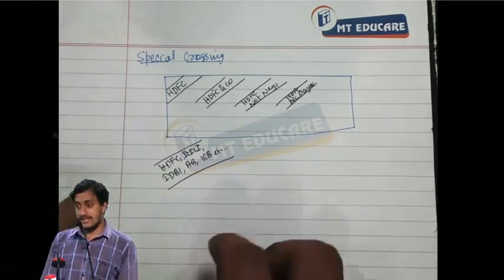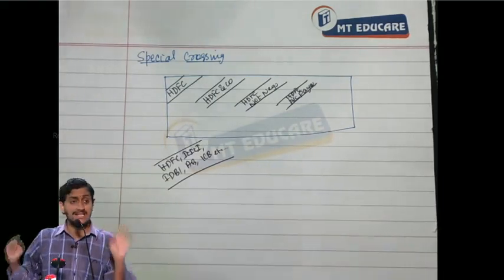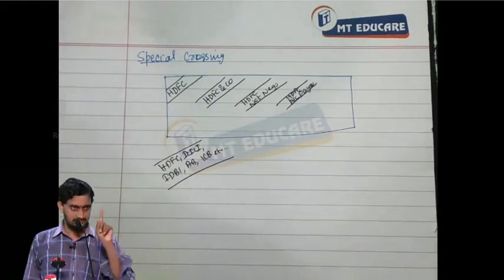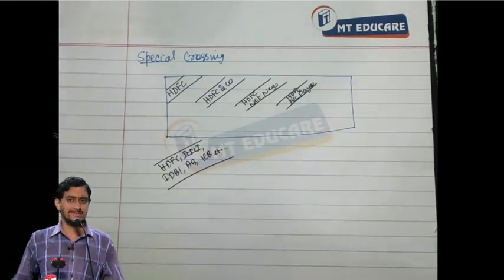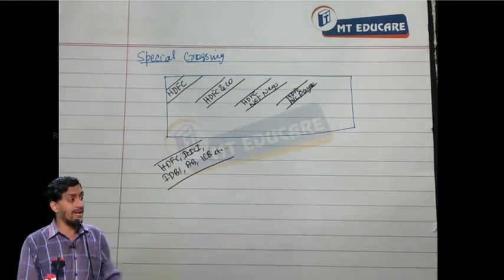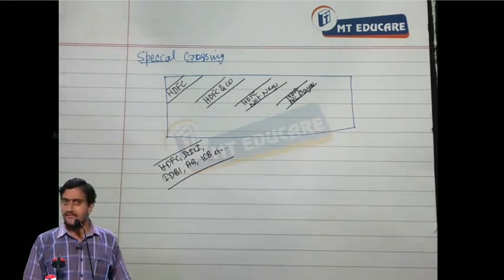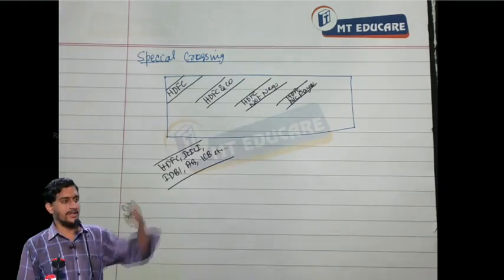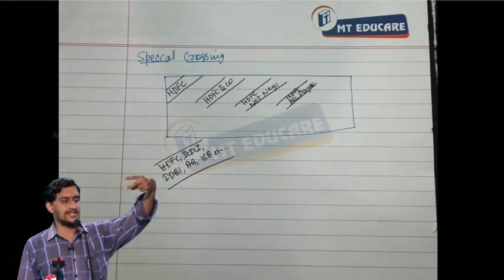In a special crossing, how many bankers' names can be specified? Only one banker's name can be specified. Respond, friends. If you specify more than one banker's name, valid or not valid? Then it is not valid. Come on, tell me two important points to be understood in the special crossing.